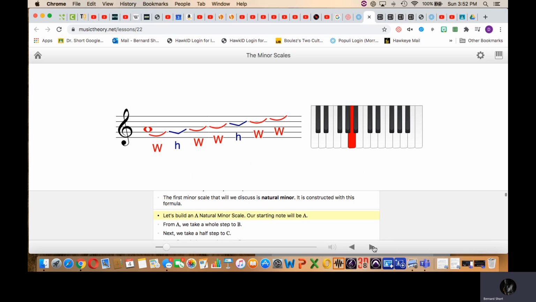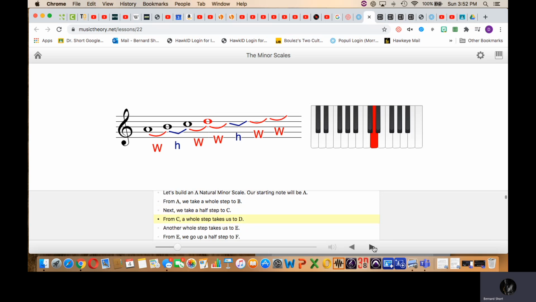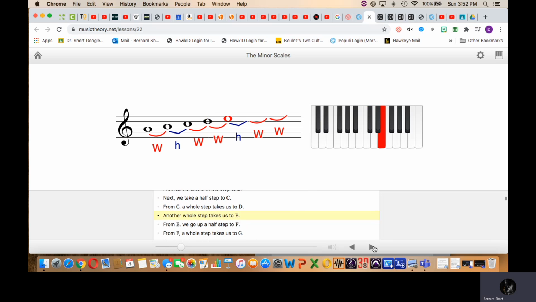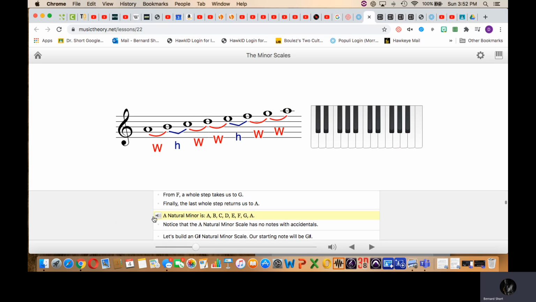What does that mean? A whole step up from A is B. Half step up from B is C. A whole step up from C is D. Then we got E is another whole step. A half step up to F. A whole step up to the G. And a whole step up to the A. This gives us the A natural minor scale. Very good.